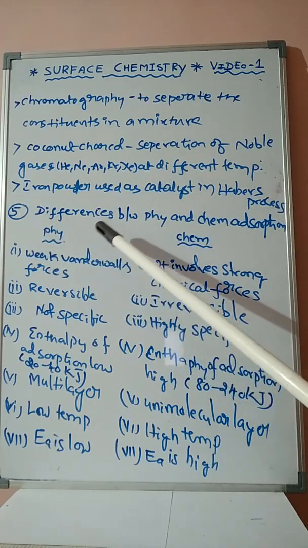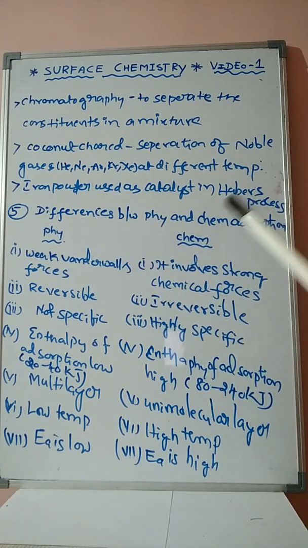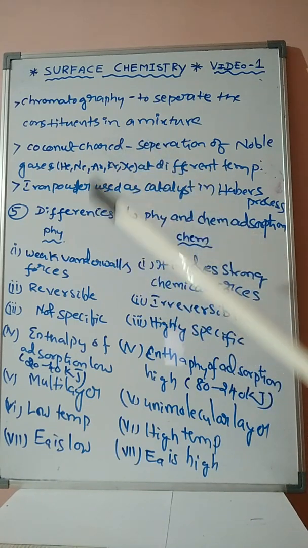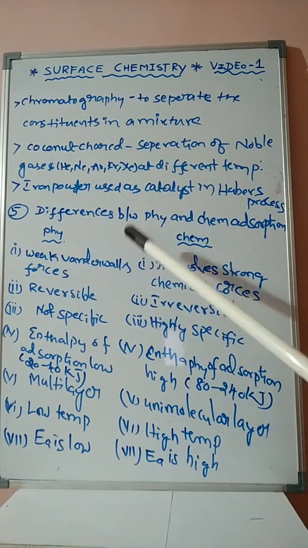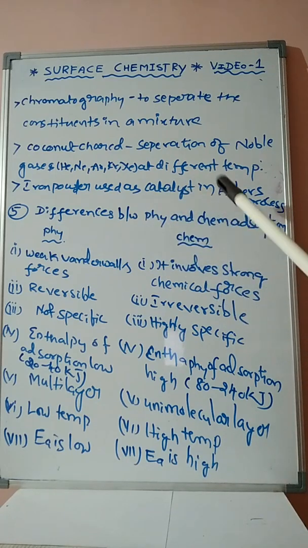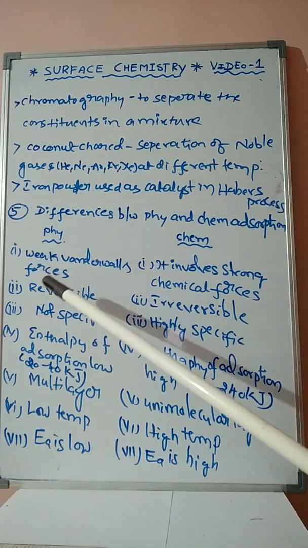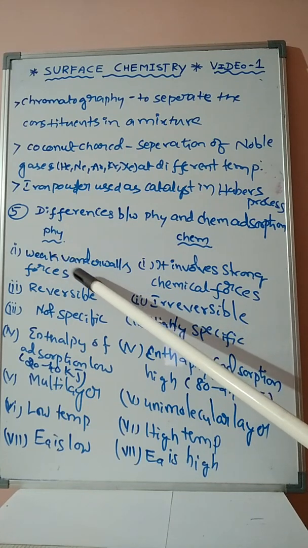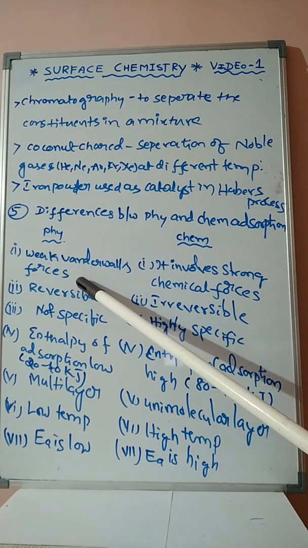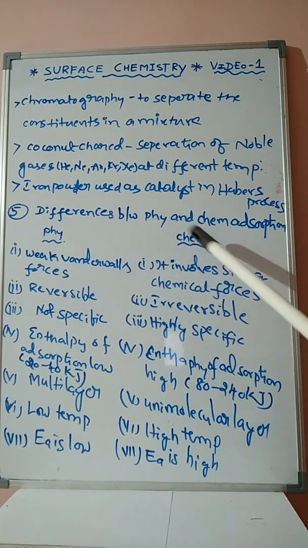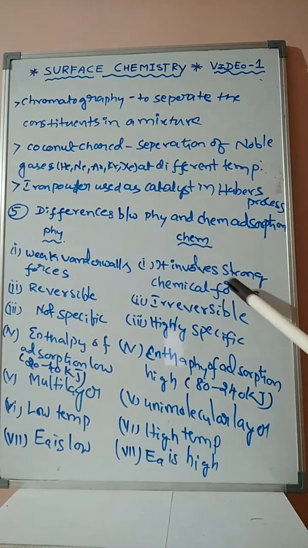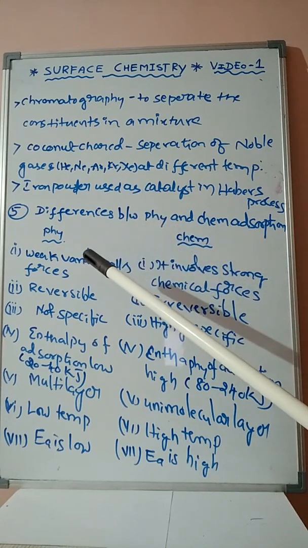Next, fifth question: differences between physical and chemical adsorption. Based on the nature of the interaction between adsorbate and adsorbent, adsorption is of two types, student: physical and chemical adsorption. First, in physical adsorption, weak van der Waals forces are present between adsorbate and adsorbent. In chemical adsorption, it involves strong chemical forces between adsorbate and adsorbent.